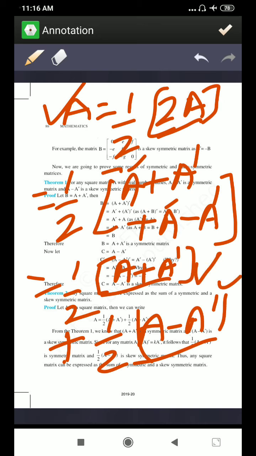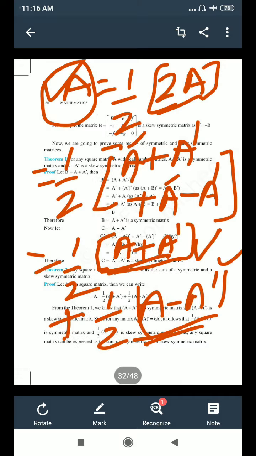So in this way now we are able to express a given matrix A as sum of symmetric and skew symmetric matrix. So whenever it is asked to express a matrix A as a sum of symmetric and skew symmetric matrix, we'll follow this method. We'll write A is equal to half of A plus A transpose plus half of A minus A transpose. And you can further solve the questions based on it.